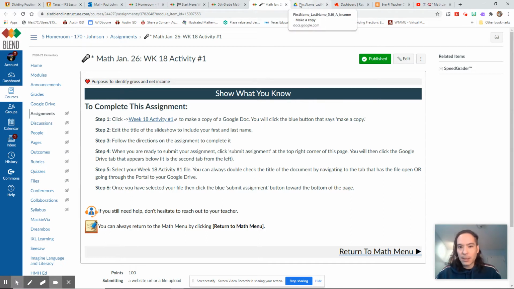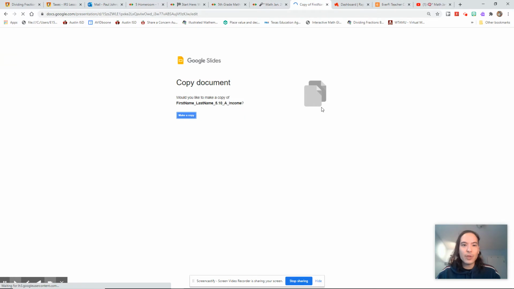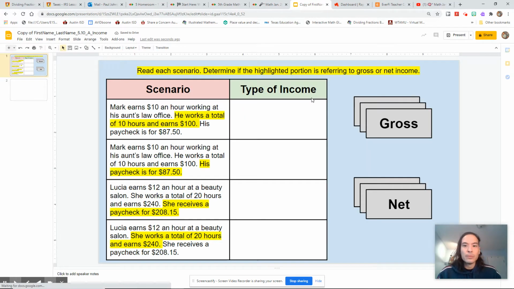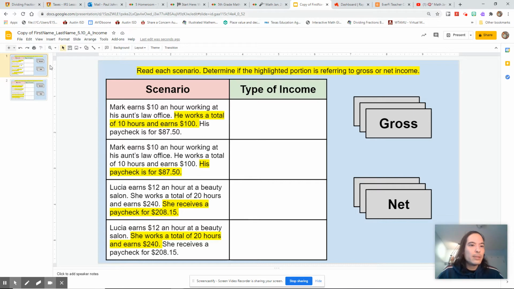All right, so let us take a look at our assignment for today. We'll go ahead and make a copy of that. So week 18, activity 1. It looks like on this, we are determining whether they are talking about gross income or net income. Gross is most, net is less. Remember, gross income is how much you earn, net income is how much you get paid. So you earn a bunch of money, you give some of it to Uncle Sam, that's kind of like the United States government, and then they give you the rest, or you get the rest.